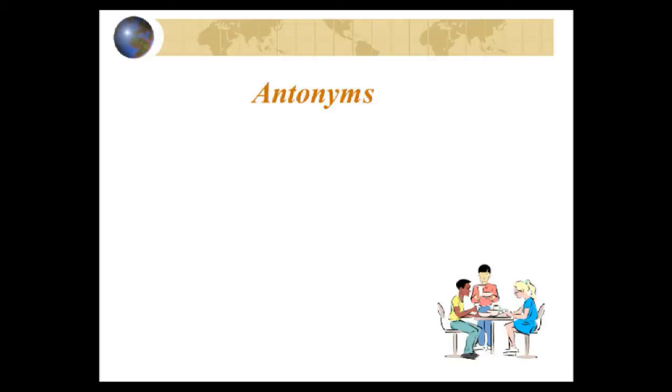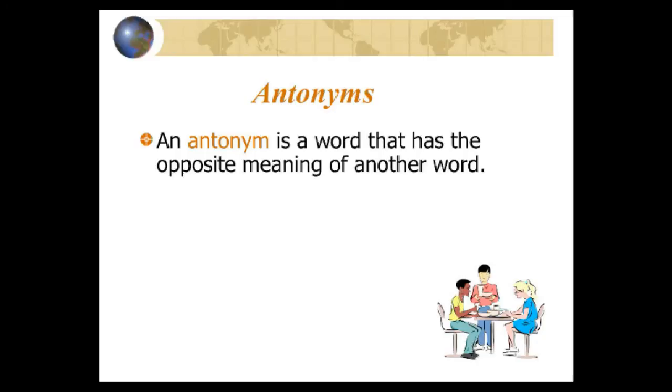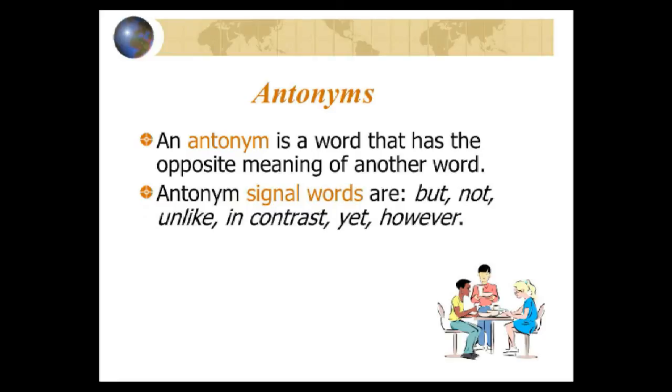We said that synonyms have the same or similar meaning. So guess what antonyms are? Antonyms have opposite meaning. There are several signal words that help us recognize when an antonym is being used. Any word that shows us that there is something different, or that takes us in a different direction: but, yet, not, unlike, however, in contrast. Any of these keywords show us that an antonym is going to be used, because it's going to say it's not like this, in contrast, so it's going to take us in a different direction.